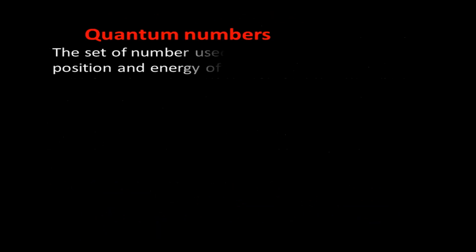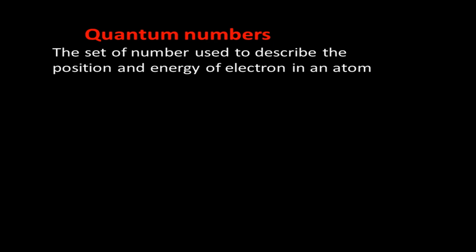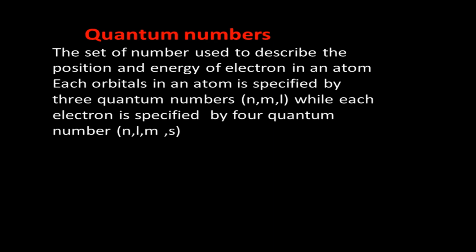Quantum numbers. The set of numbers used to describe the position and energy of an electron in an atom is called quantum numbers. Each orbital in an atom is specified by 3 quantum numbers, n, l, m, where n is the principal quantum number, m is the magnetic quantum number, and l is the azimuthal quantum number. While each electron is specified by 4 quantum numbers, that is n, l, m, s. s is the spin quantum number.